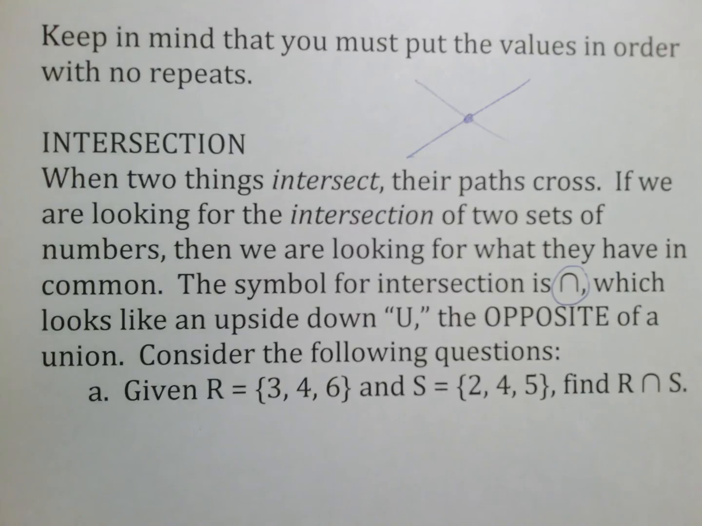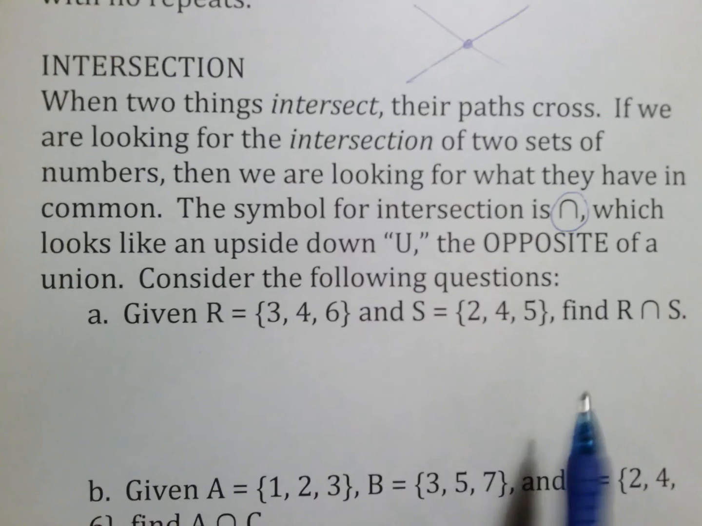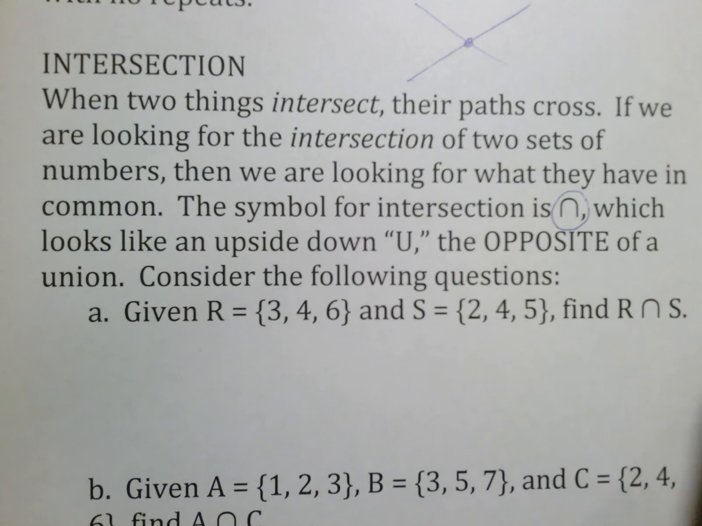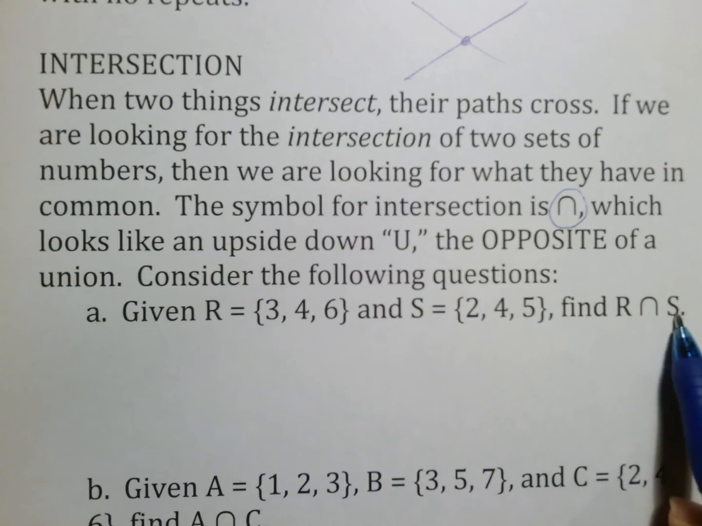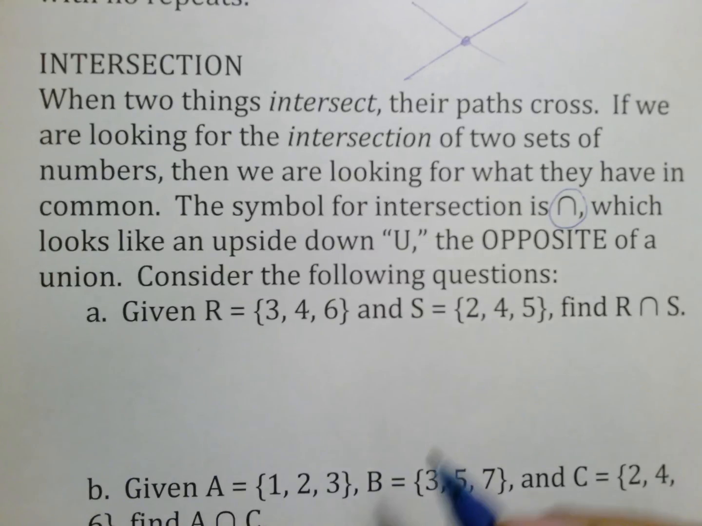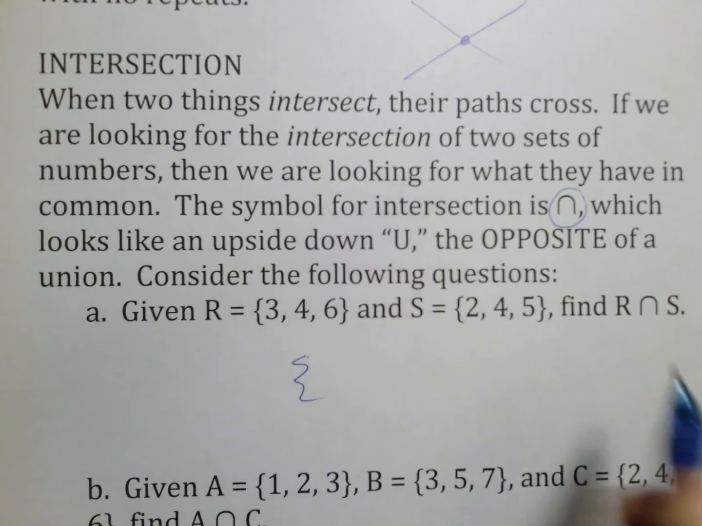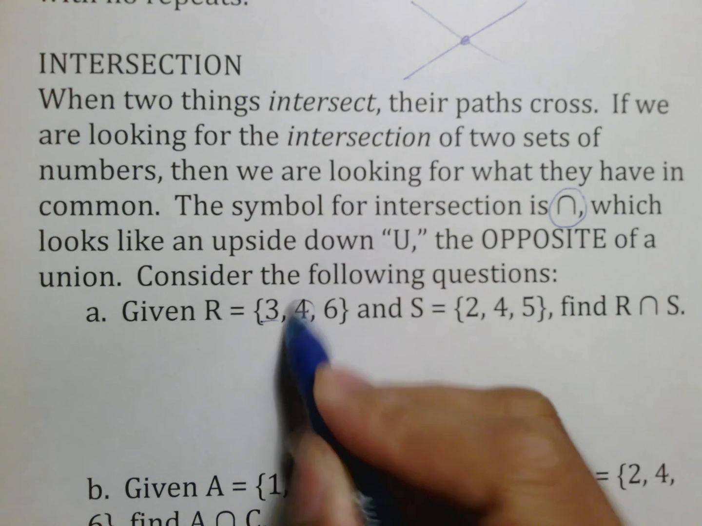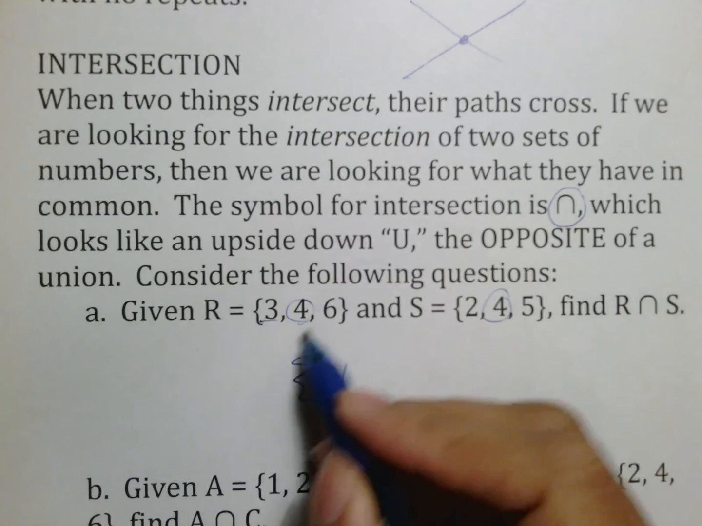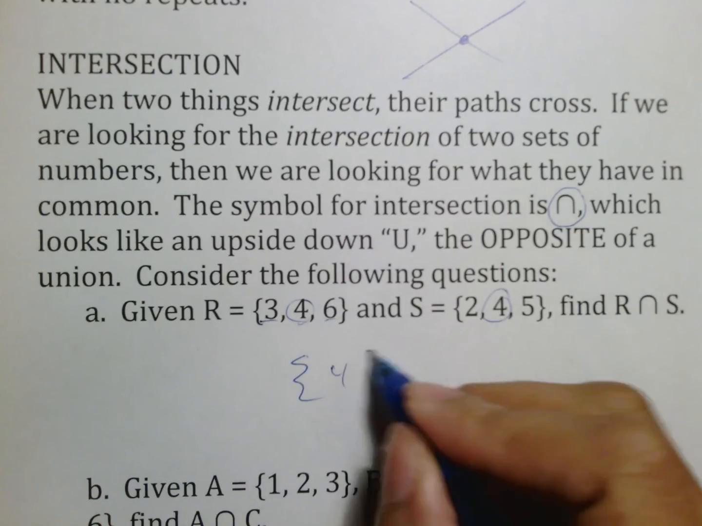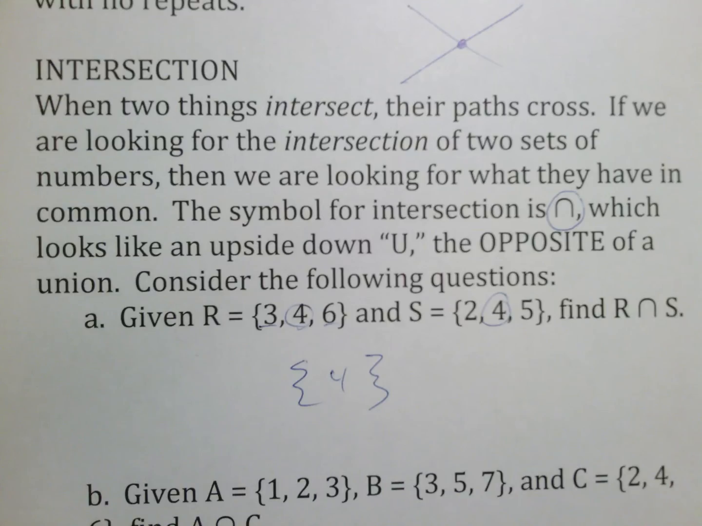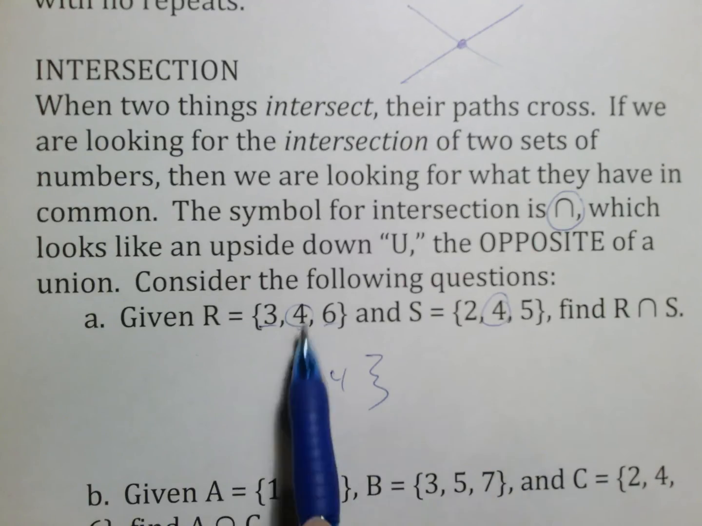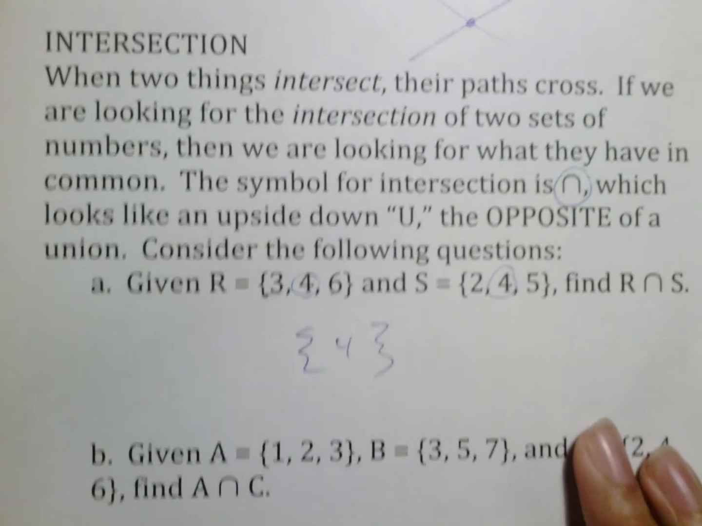Consider the following questions here. Again, if R is the set of elements 3, 4, and 6, and S is the set of elements 2, 4, and 5, they want the intersection of R and S. That again means what do R and S have in common. So what you do here is you write it down as 3 is not in both, 4 is in both, so 4 goes in. 6 is not in both, and there's nothing else to write. That's it. The only thing they have in common is the number 4. Again, checking this with both. 3 was not in both, 4 was, 6 was not. That's all we have to do.